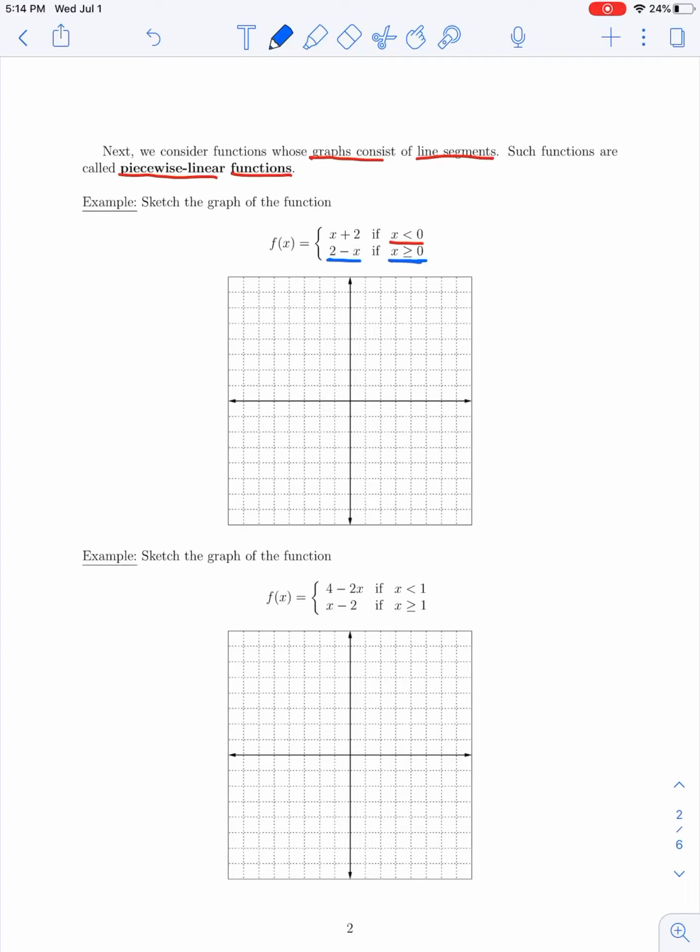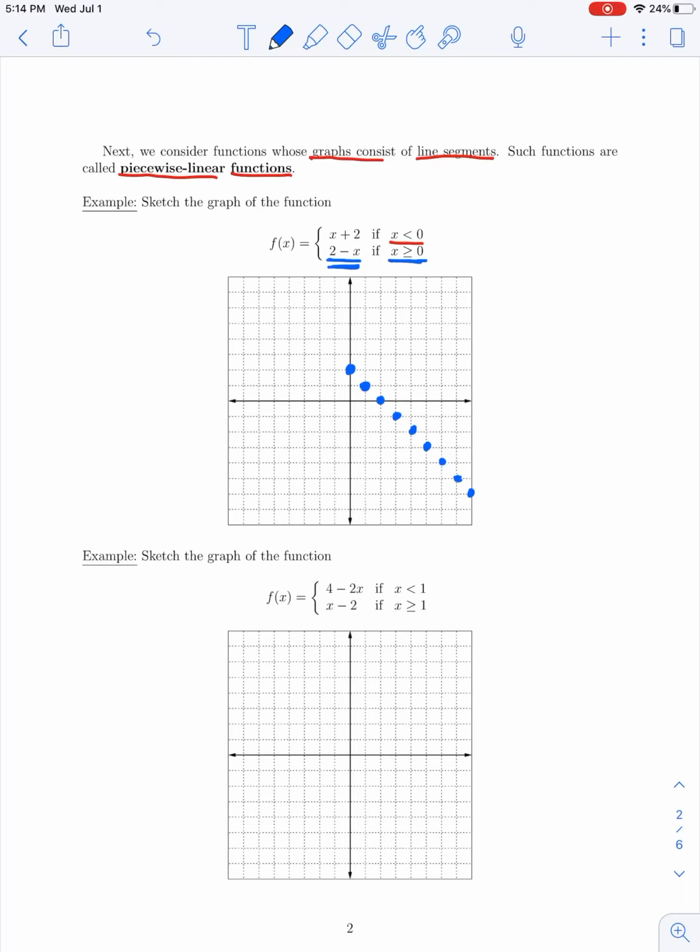So 2 minus 0 would give me 2 here. Now when we move to x equals 1, we would have 2 minus 1, which is 1. So the line passes through (1, 1). And we see that in general, we're describing here a line whose y-intercept is positive 2 and whose slope is -1.